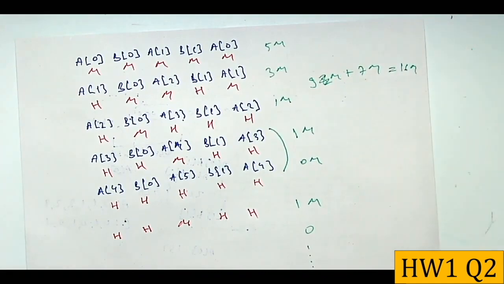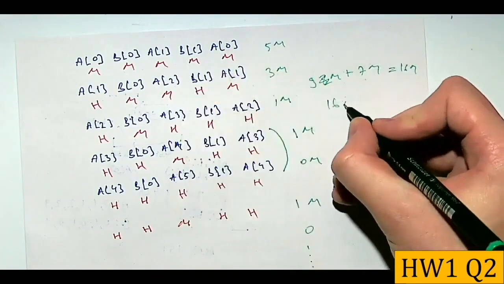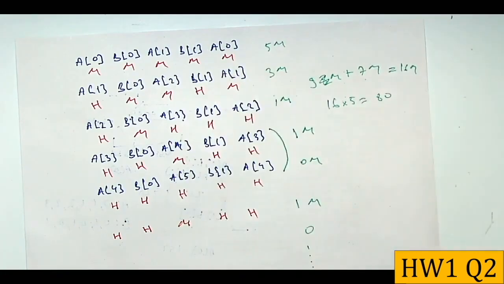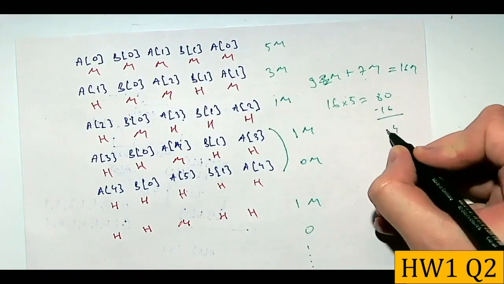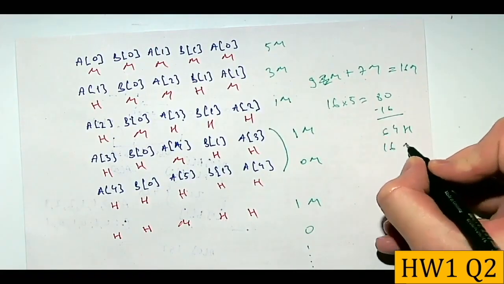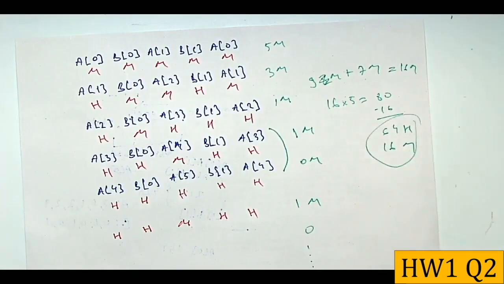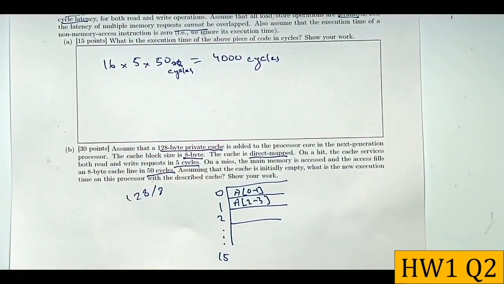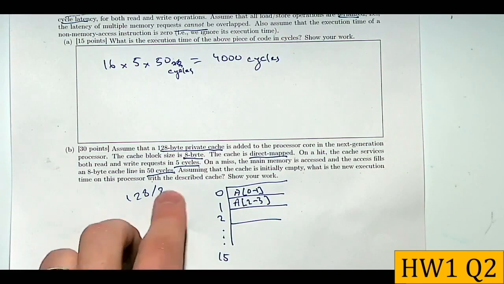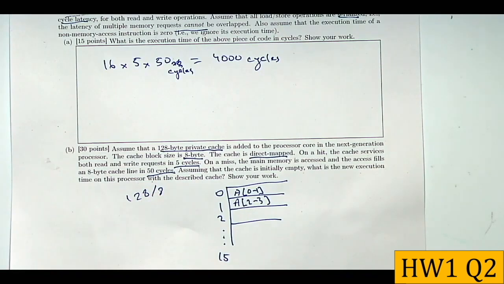And then the rest will be hits. It's quite easy to calculate how many accesses we have in total, right? It's 16 multiplied by 5. We have 80 accesses in total. 16 of them will be misses, and the rest is hits, right? We have 64 hits and 16 misses. So based on that, you just do the math. It takes 5 cycles to serve a request from the cache and 50 cycles otherwise. You do the math, and then you end up with the execution time. Okay?